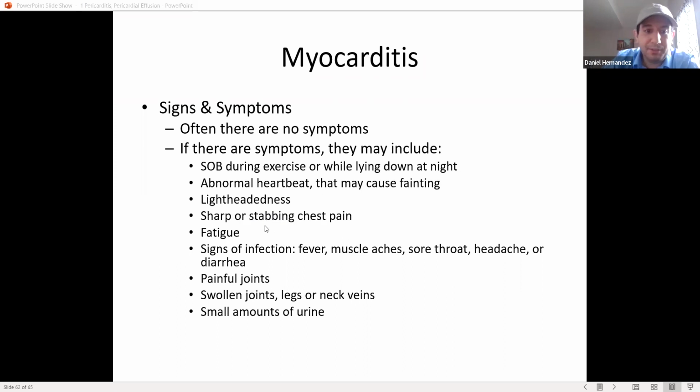Depending on the cause of the infection or the cause of that swelling, they might show signs of infection like fever, muscle aches, sore throat, headache.